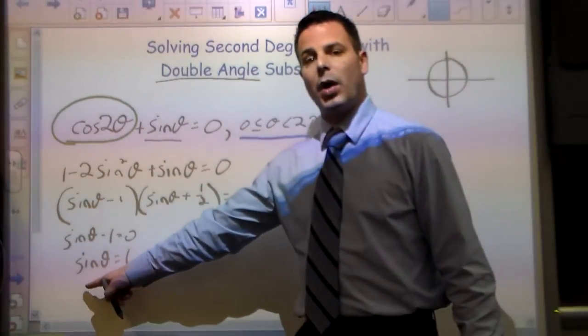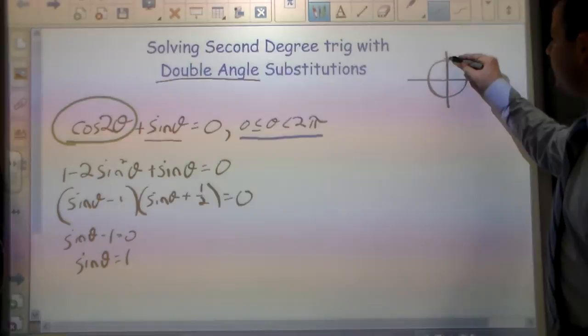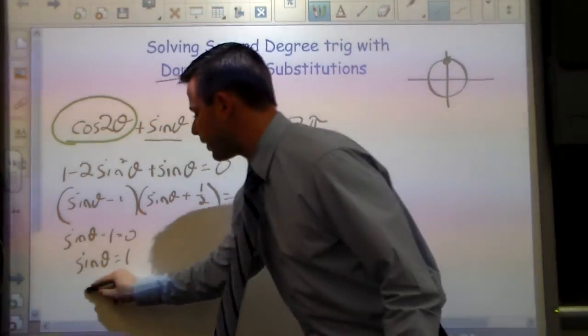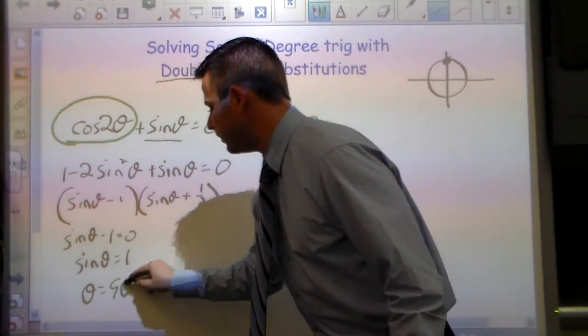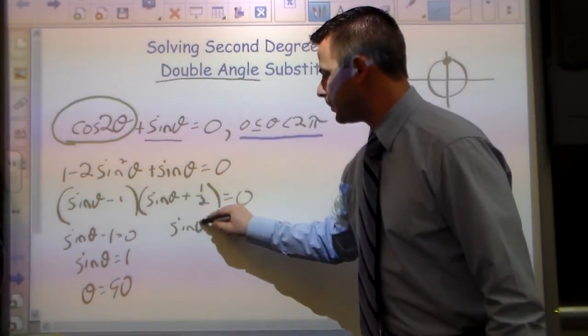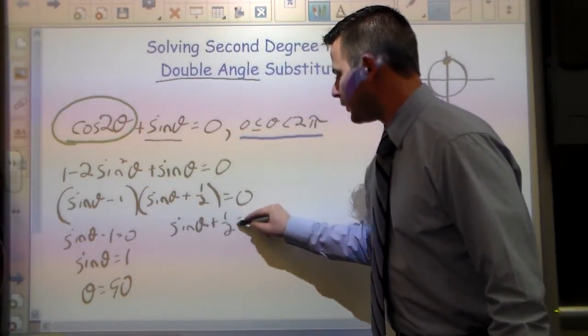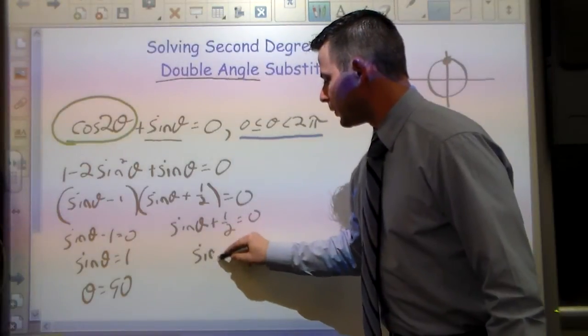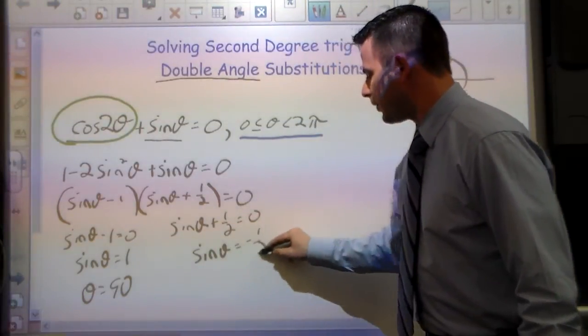So sine is a y-coordinate. Y-coordinate is 1, only once. So we get theta equals 90 degrees. Now we have sine theta plus 1/2 equals 0. So sine theta equals negative 1/2.